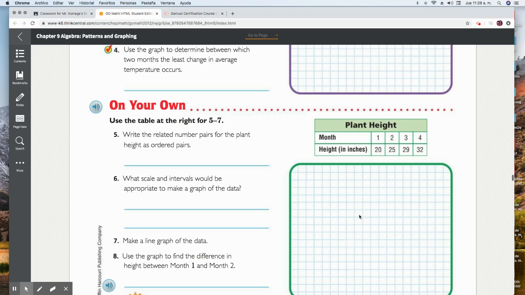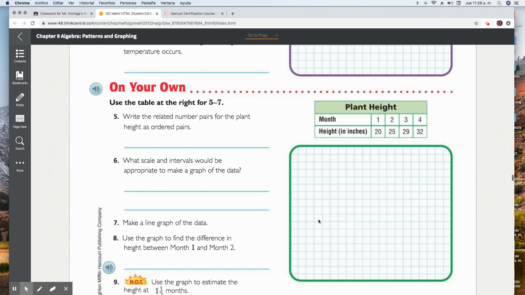On your own section, we're still on page 383. So we're going to create another line graph using the information from this table. Let's go ahead and look at number 5. Write the related number pairs for the plant height as ordered pairs.